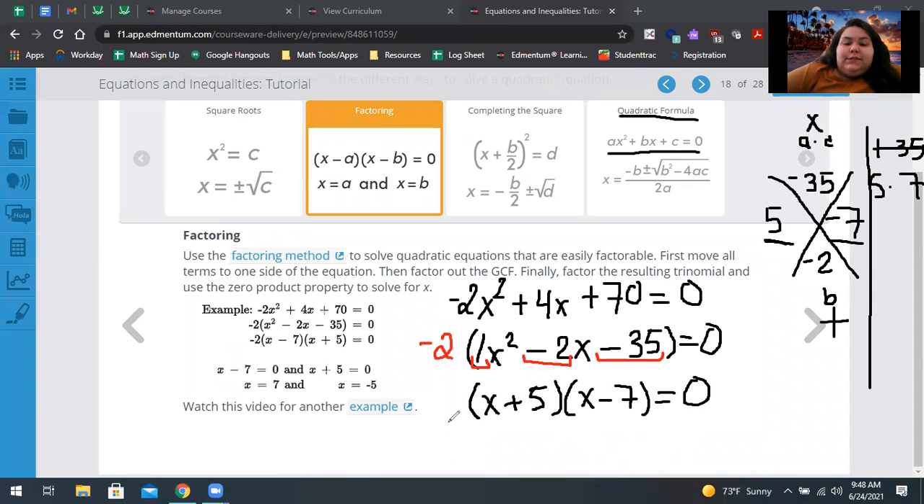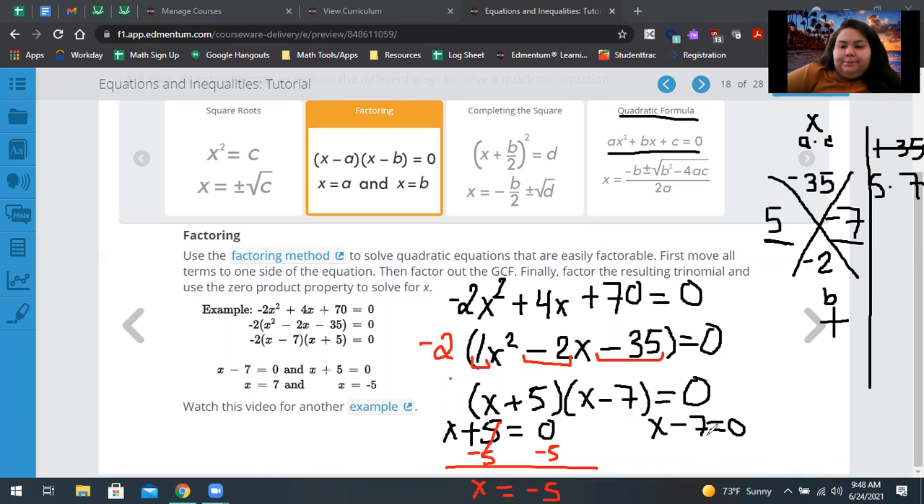So I take this x plus 5 and I say this is equal to 0. And I take my x minus 7 and I also set that equal to 0. So then we solve them independently. I want to isolate my x here. So this plus 5, to get rid of it, I do the opposite, minus 5 on both sides. And that cancels. That is going to be x equals negative 5.